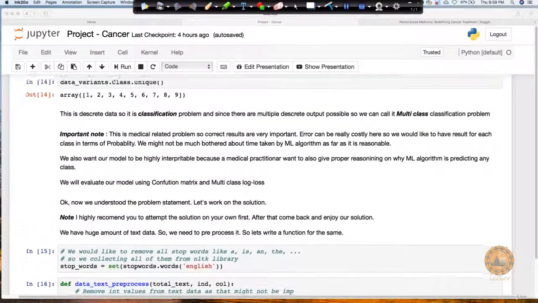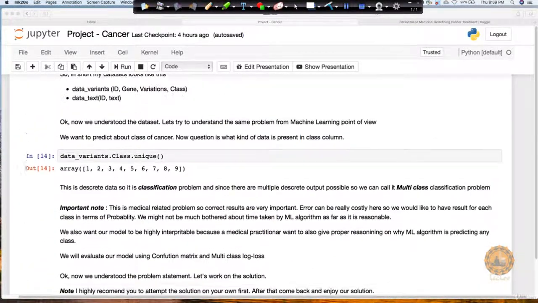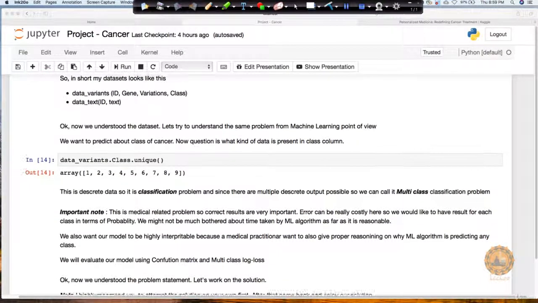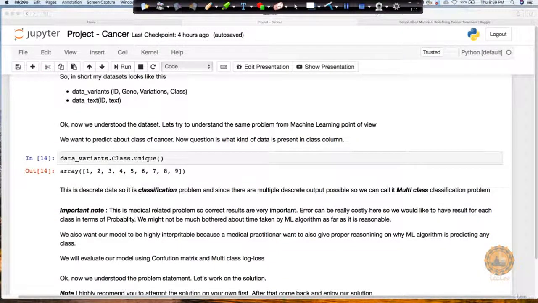Okay, so now once we got the understanding about the data, now let's understand what kind of problem we are trying to solve here. So we are interested in predicting the class, right? The class will be between 1 to 9. So it can be 1, 2, 3, 4, 5, 6, 7, 8, 9. And we have just got this value by looking at the unique values from the class column.